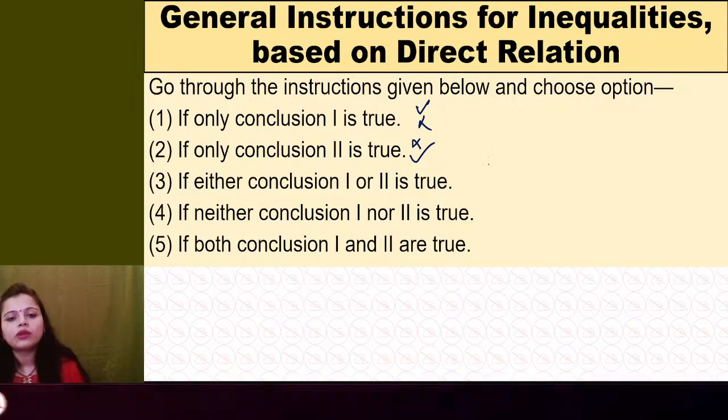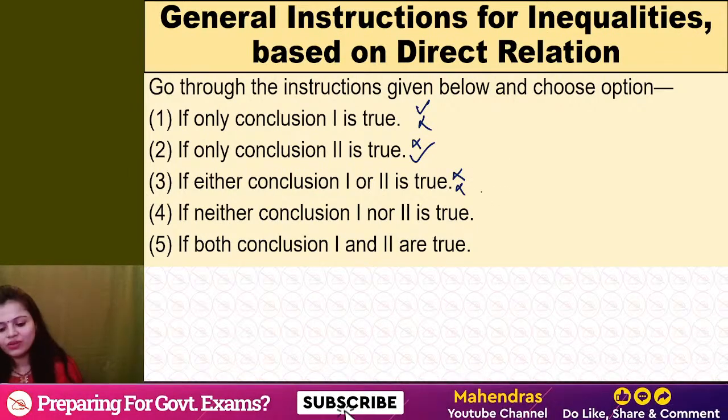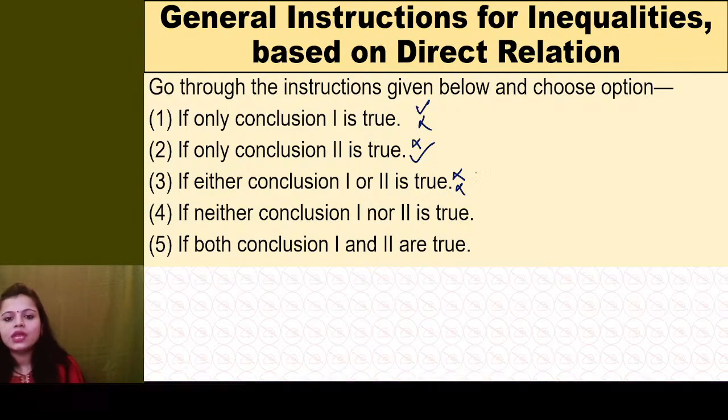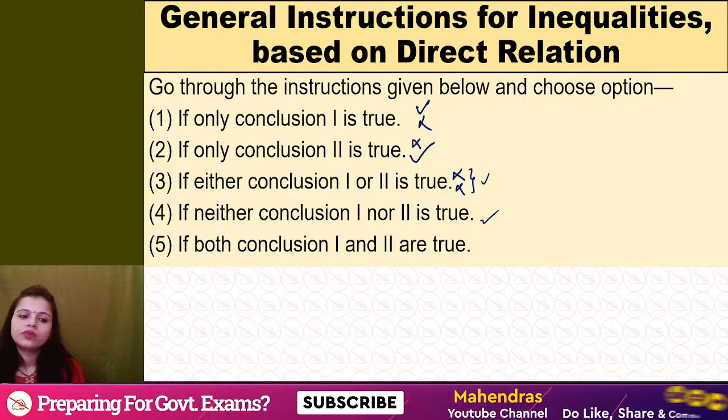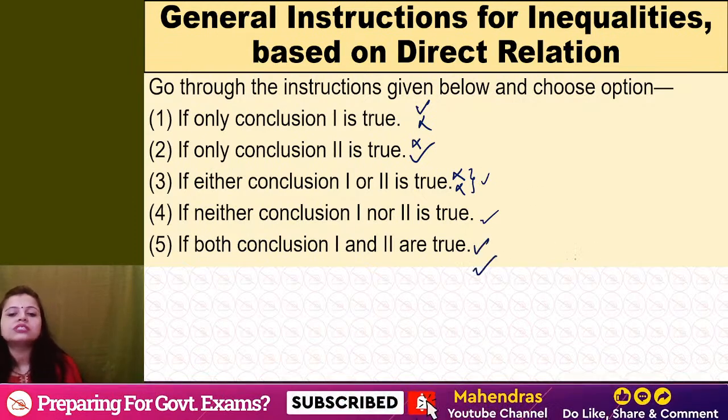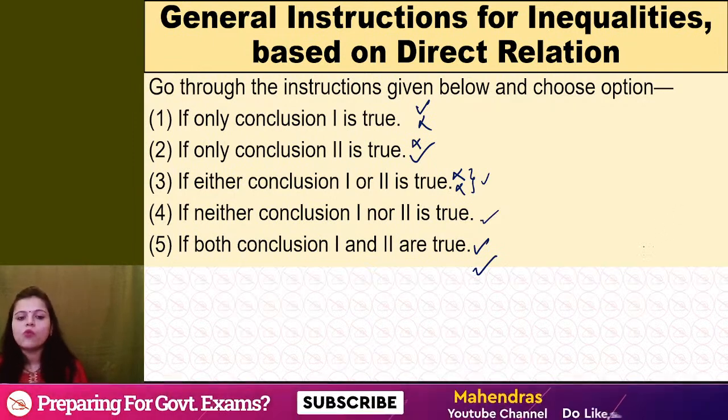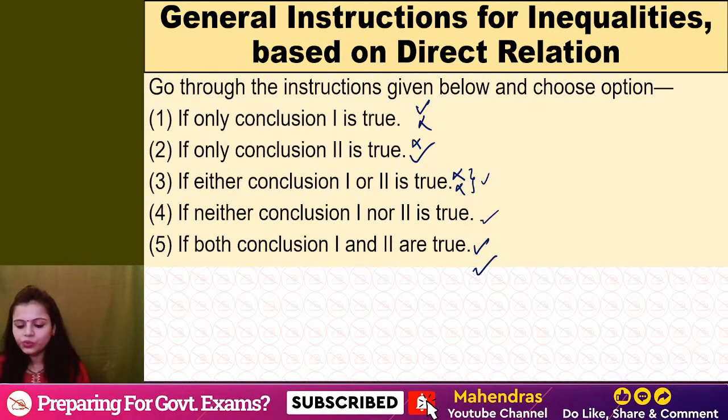Either or, when both the conclusions are wrong. When both the conclusions are wrong, then you have to go with the either or case. If they are following the either or rules, then it is either or, otherwise neither nor. And if both the conclusions are individually right, then your answer will be both conclusion 1 and 2 are true.